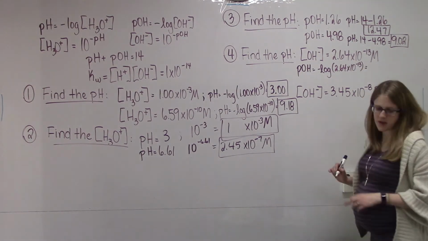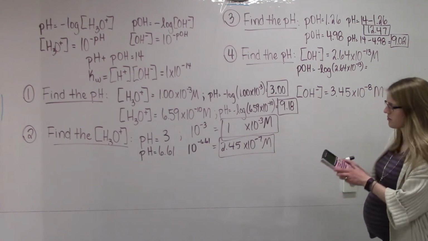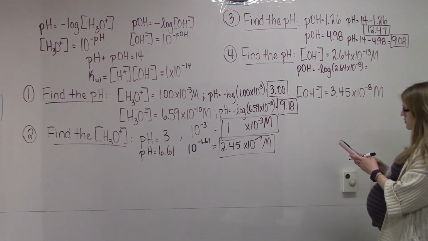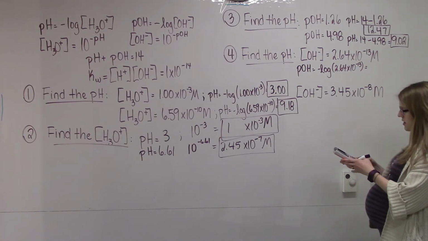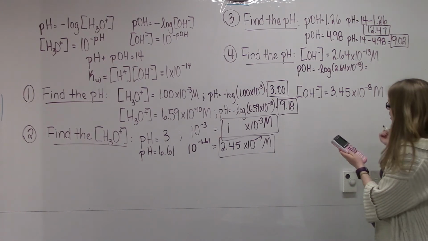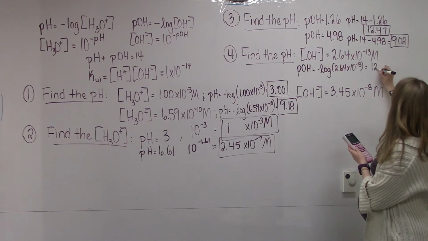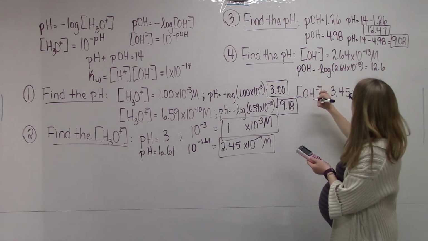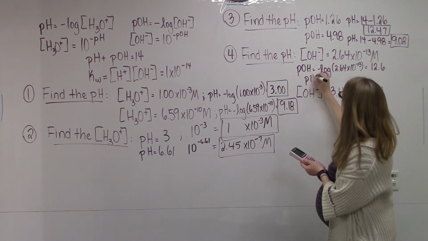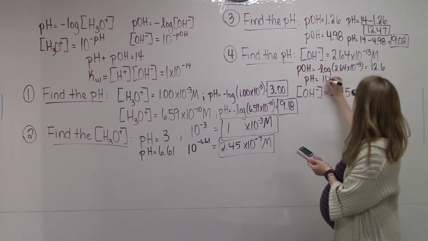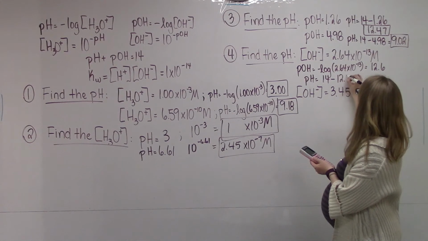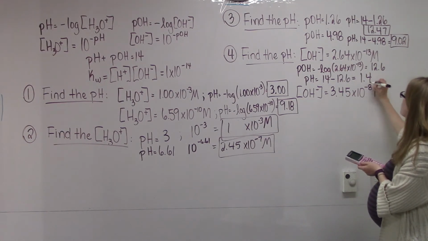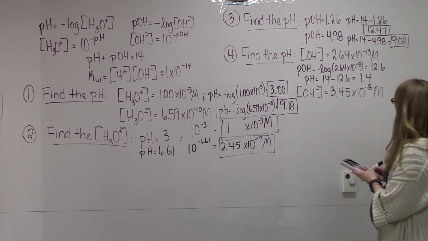And that's going to be our pOH, and we're going to plug that into our calculators. Negative log of 2.64 times 10 to the negative 13. We get 12.6. Okay? And therefore, pH equals 14 minus 12.6. And there we get the 1.4.